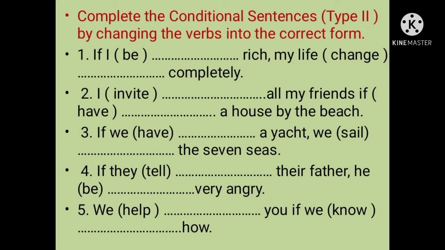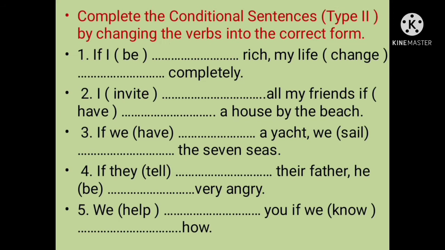Next, complete the conditional sentences type 2 by changing the verbs into the correct form. So all these sentences are selected in type 2. So you have to change the verb form. "If I dash rich, my life dash completely." Second sentence: "I dash all my friends if dash a house by the beach." Invite, have. "If we dash a yacht, we dash the 7 seas." In brackets: have and sail.